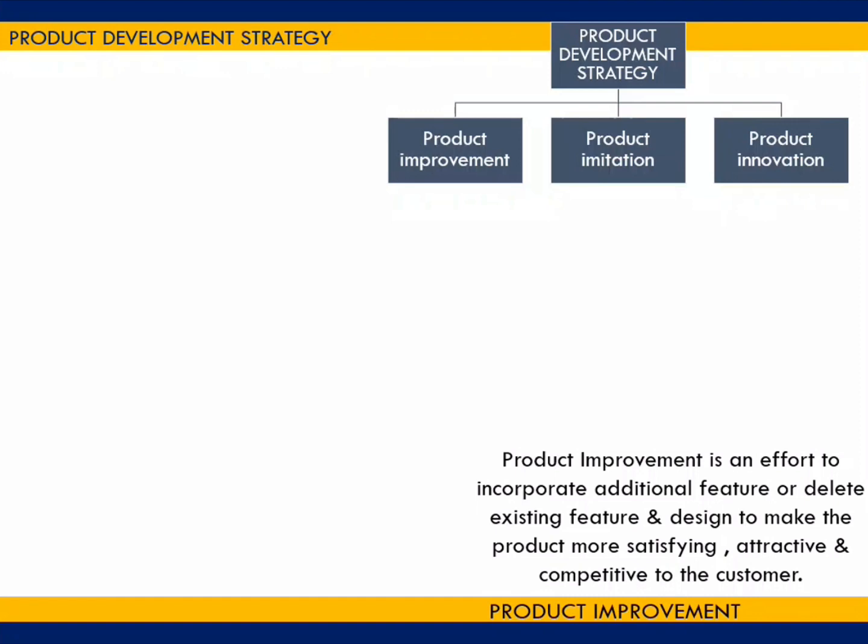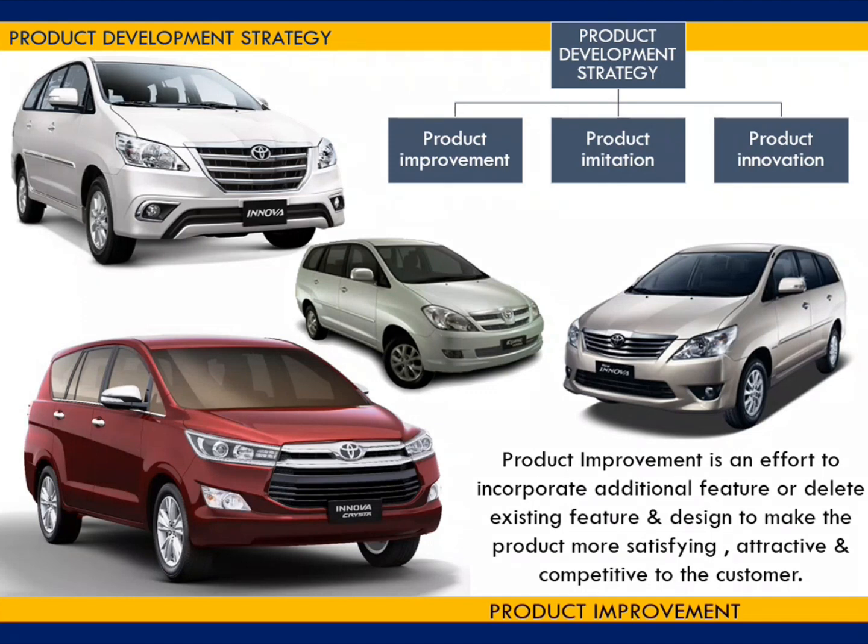So what is product improvement? Product improvement is an effort to incorporate additional features. Either you're adding on some new features, or sometimes you might also delete existing features to make it more appealing to the customers. And you're altering the design to make the product more satisfying, attractive, and competitive to the customer. That is what you do in case of product improvement. Most of the companies do this because they try adding on or improving their product to make it more appealing, right?